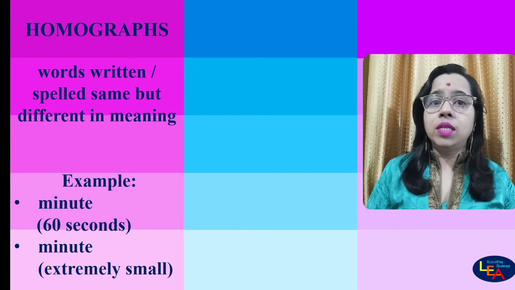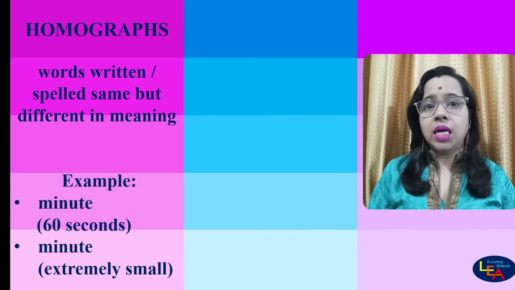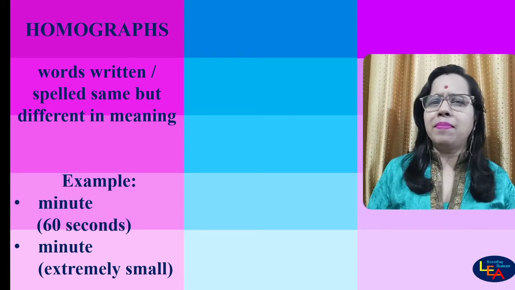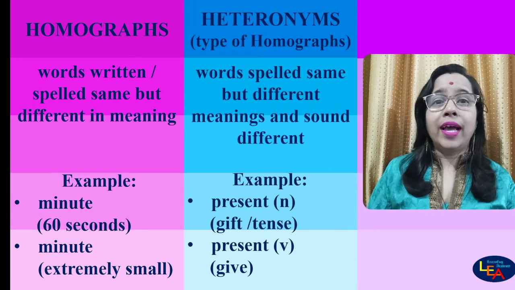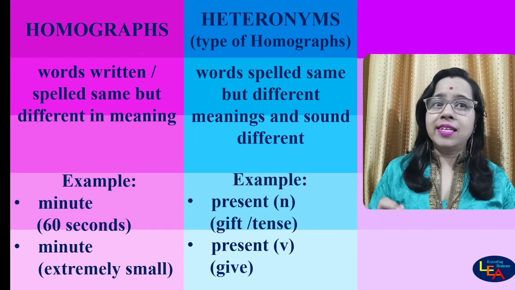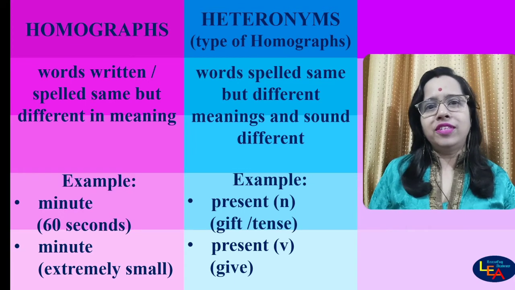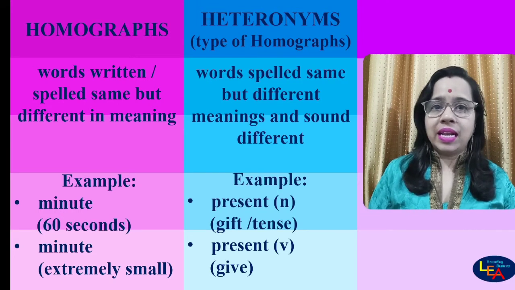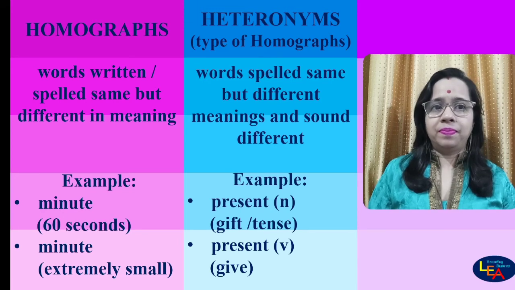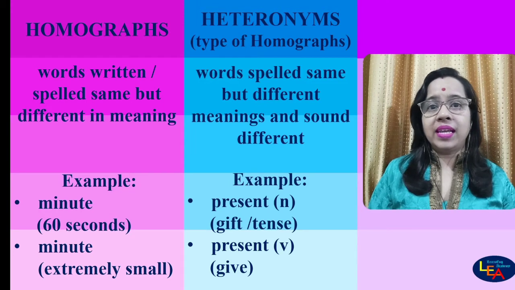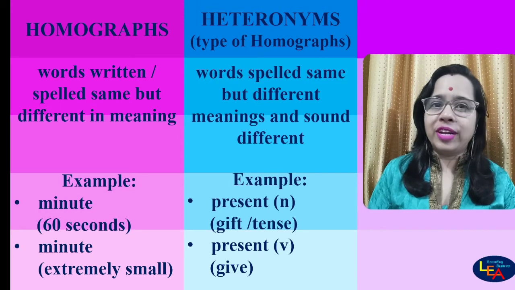Homographs, words written or spelled same but different in meanings. Example, minute, 60 seconds. Minute, extremely small. Heteronyms, type of homographs. Words that are spelled same but have different meanings and they sound different. Example, if it's a noun, we say present, which means a gift or the tense. And if it's a verb, we say present, which means to give.